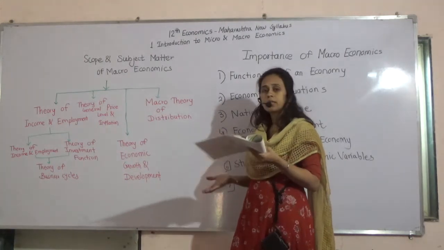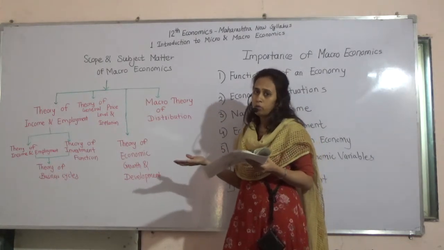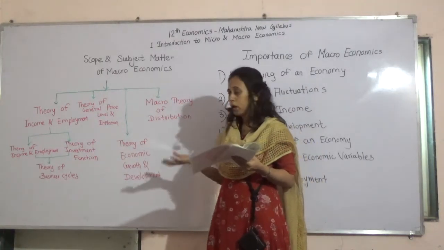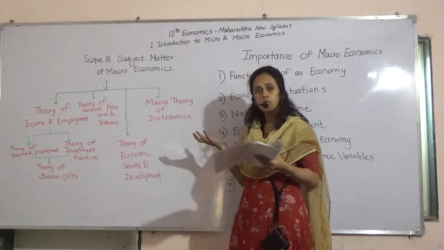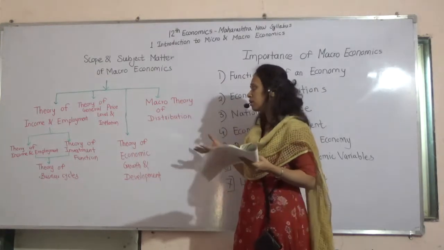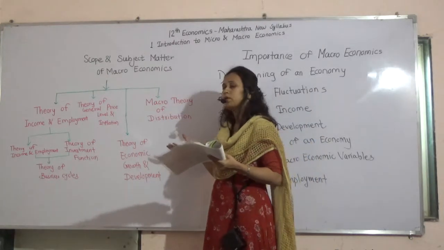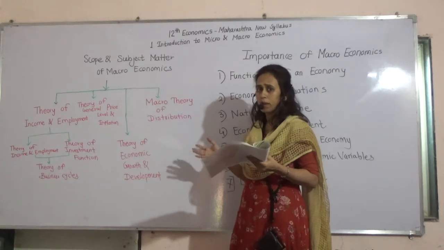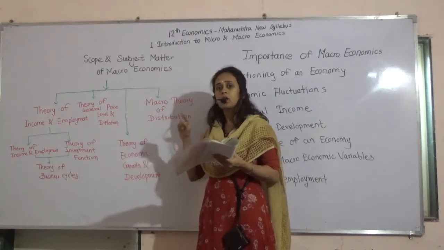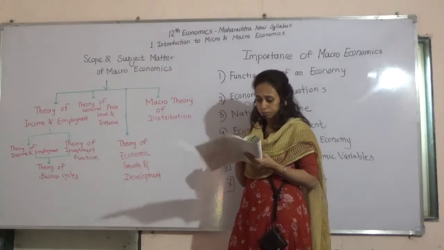Why has the general price level changed? Currently you can see, because of corona, because of lockdown, we are not able to carry out the work, or production has stopped. Very few industries are working. Otherwise, the maximum industries have stopped working. So it has affected our general price level.